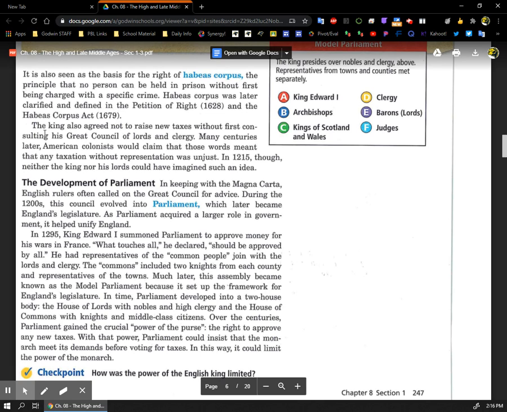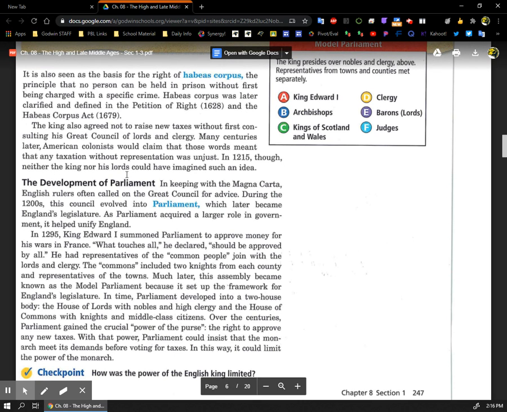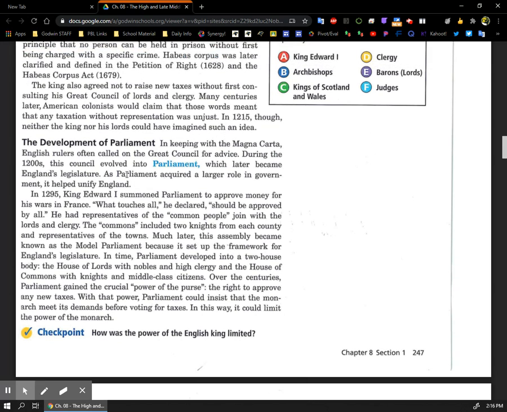The king also agreed not to raise new taxes without first consulting his great council of lords and clergy. Many centuries later, American colonists would claim that those words meant that any taxation without representation was unjust. In 1215, though, neither the king nor his lords could have imagined such an idea.